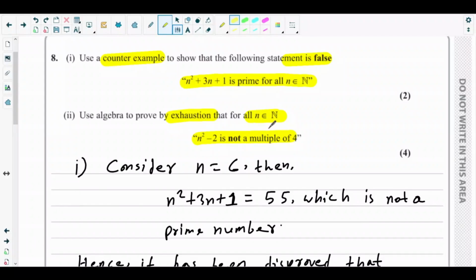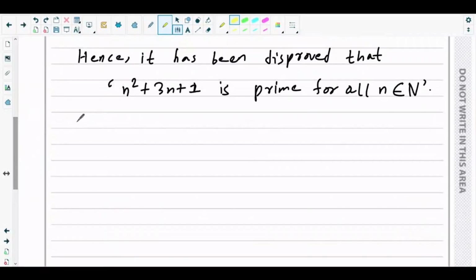It's really difficult to consider all the possible numbers here, so we will consider some expressions for ease of the algebraic method. What we will consider is that natural numbers can be even or odd. For even numbers, we will consider one expression. For odd numbers, we will consider another expression, and using these two expressions we will show that this statement is true.